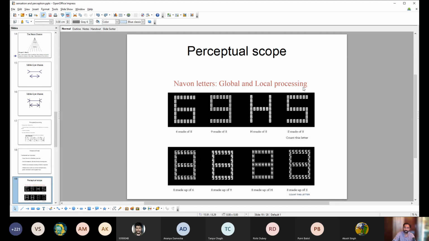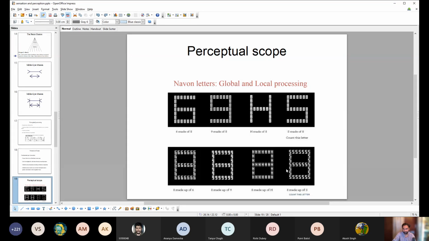They are used to study global or local processing, because you are talking of different kinds of scope, zooming in and zooming out. Here, what you see on the top side, the lower or hierarchically lower letter, is 8. So this is 6 made up of 8s, 9 made up of 8s, similarly H and S made up of 8s. So you have letters and digits at the global level, which are 6, 9, H and S. The local level is constant at 8. These are hierarchical stimuli, as they're called, and they're sometimes also called Navon letters. Navon letters are hierarchical letters made up of letters or digits.